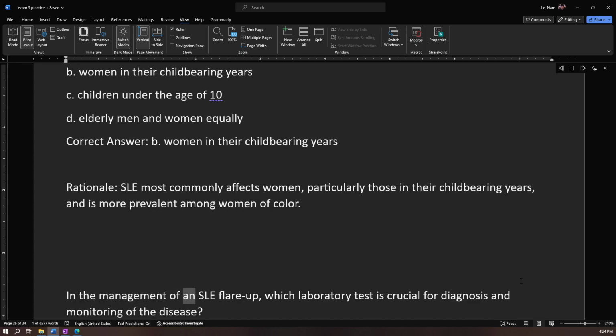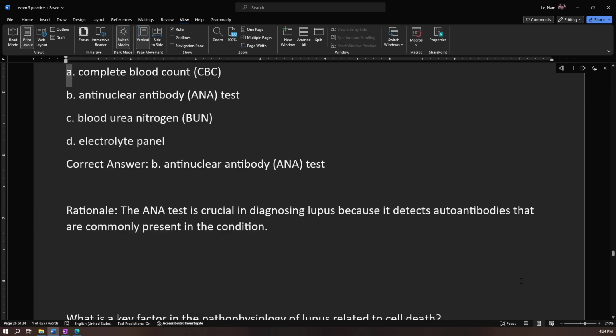In the management of an SLE flare-up, which laboratory test is crucial for diagnosis and monitoring of the disease? A. Complete blood count, CBC. B. Anti-nuclear antibody, ANA, test. C. Blood urea nitrogen, BUN. D. Electrolyte panel. Correct answer. B. Anti-nuclear antibody, ANA, test. Rationale. The ANA test is crucial in diagnosing lupus because it detects autoantibodies that are commonly present in the condition.